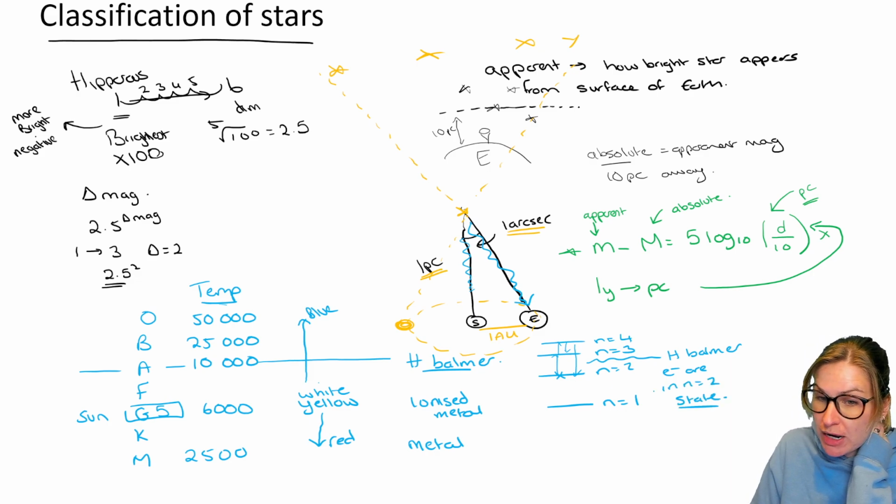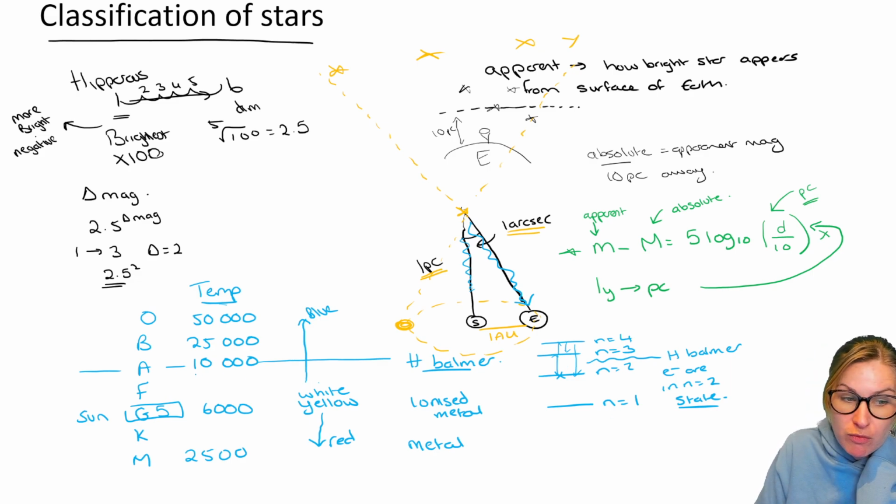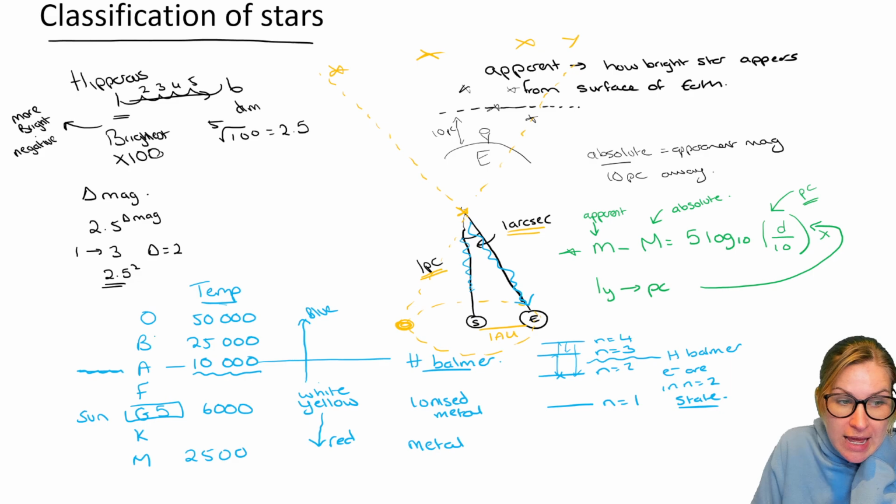So if we observe these hydrogen-Balmer lines, we know it's from somewhere hot, and we know it's from a star at roughly 10,000 degrees. So we know that's going to be an A-class star. And again, the way to remember it is, Oh Be A Fine Girl, Kiss Me.